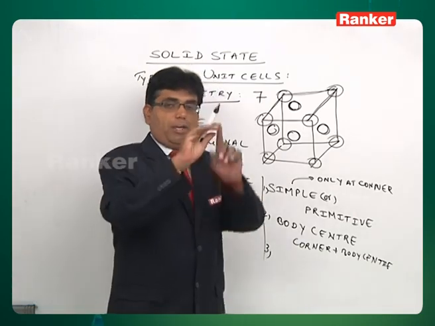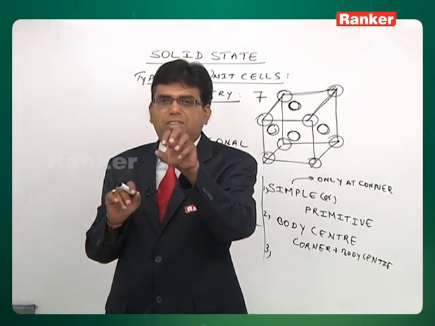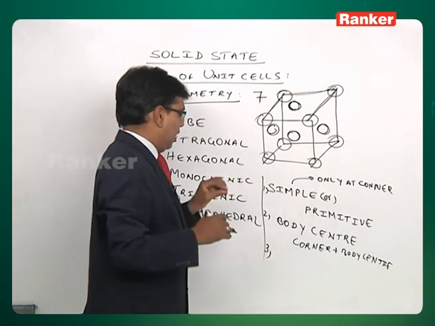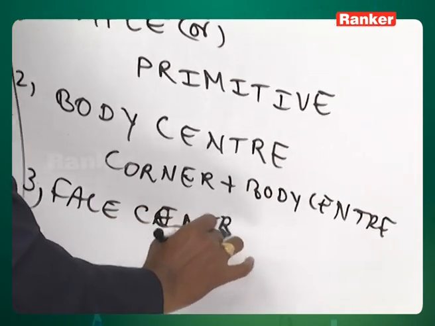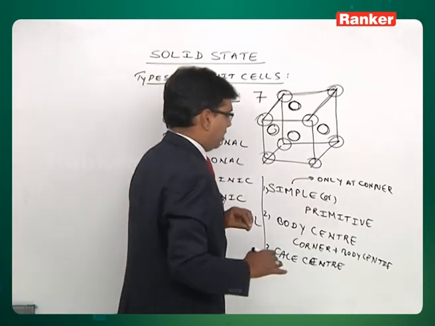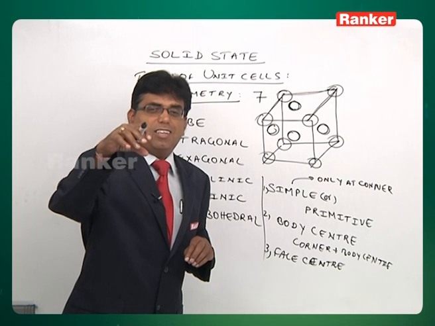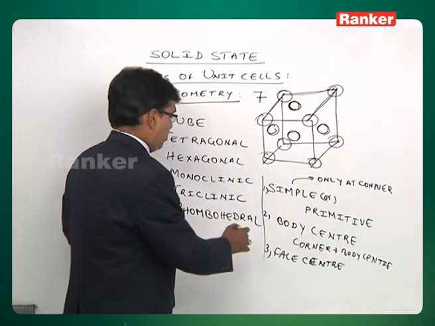Like that, a cube has faces. When at the center of each face you keep one atom or ion, then it becomes face centered. Face centered means along with the corners, atoms or ions are also placed at the center of each face. This is the third one.